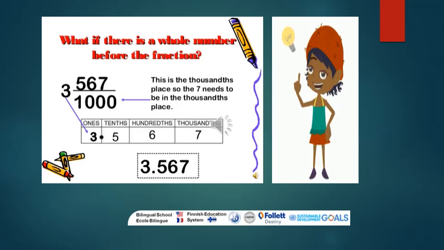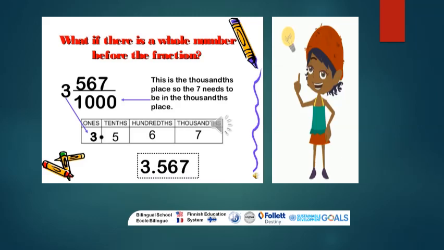What about the ones place? The whole number part. Here we have a mixed number, and we said that the whole number part here is 3. So we're going to put 3 in the ones. So the answer, 3.567. How can we read this?